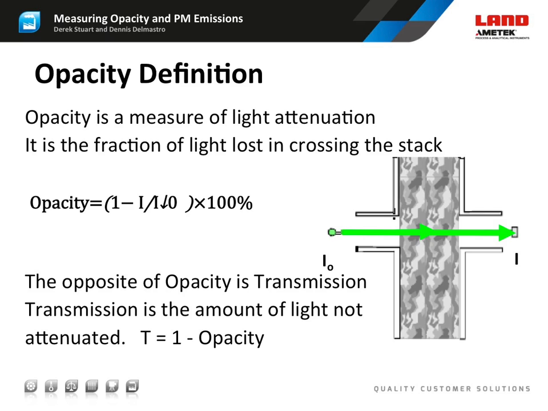As you can see, opacity units are a percentage 0 to 100%. Since opacity is the amount of light attenuated, transmission is the amount of light not attenuated. Transmission is equal to 1 minus opacity.